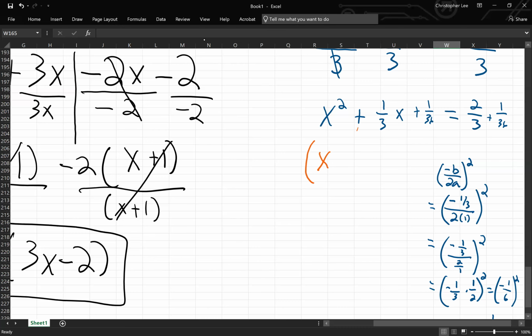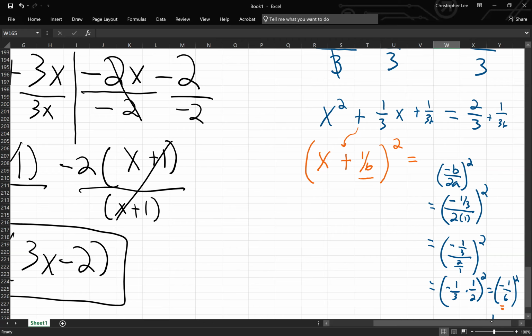Whatever your b term is, the sign of your b term, that's going to be the sign of your factor. So that's positive. And then this is going to be something squared. How do I know what this is? This number is the number that you had before you squared. That's the 1 over 6. That's simple, right? And then on the other end, we're going to add these together.